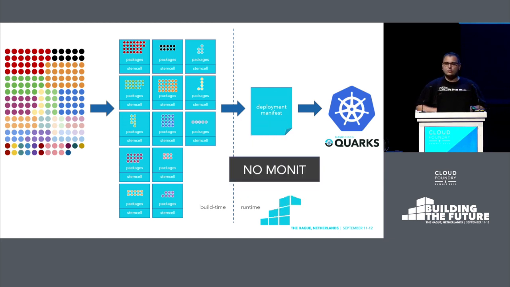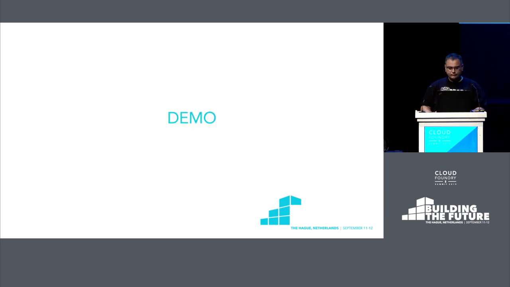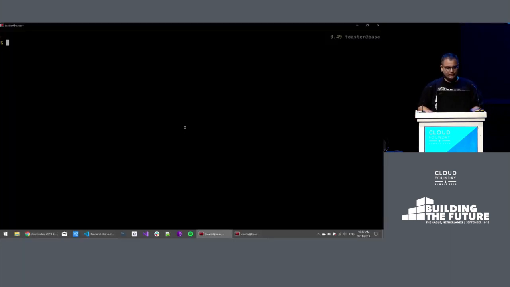Bonus, there's no monit involved anymore. In the past, we've been treating containers as if they were kind of VMs. You would exec into it, and you had monit there. This is no longer the case. You actually run one process per container, and this is all made possible by the BPM, BOSH Process Manager, work that's been going on. Okay, so with that, I'll switch to demo.